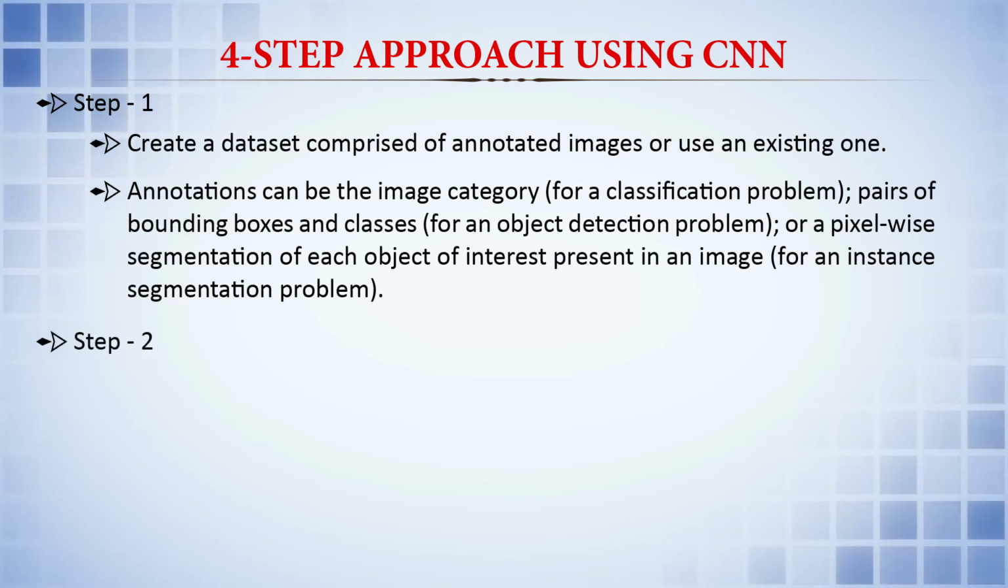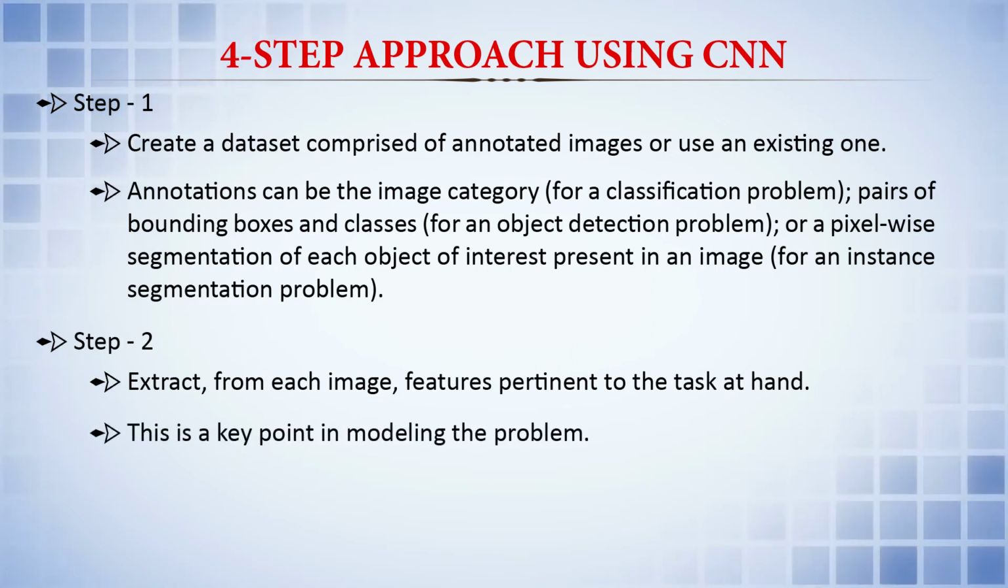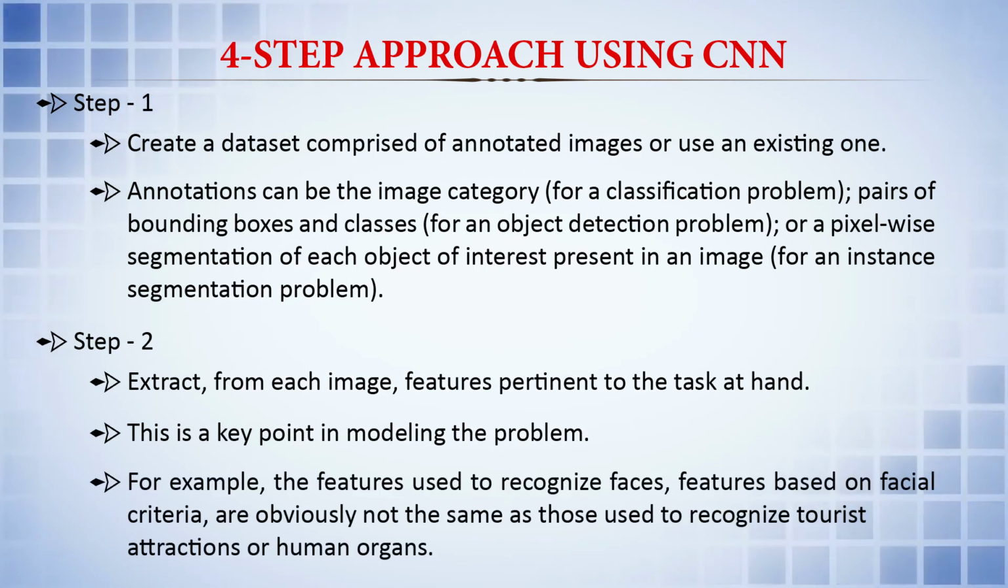In step 2, extract from each image the features pertinent to the task at hand. This is a key point in the modeling of the problem in deep learning. For example, what are features? The features used to recognize faces, features based on facial criteria, are obviously not the same as those to recognize tourist attractions or human organs. So, there are various kinds of features that need to be tracked depending upon the inputs. We have to see the features, extract the features, and use those features in order to recognize the objects or the human faces.